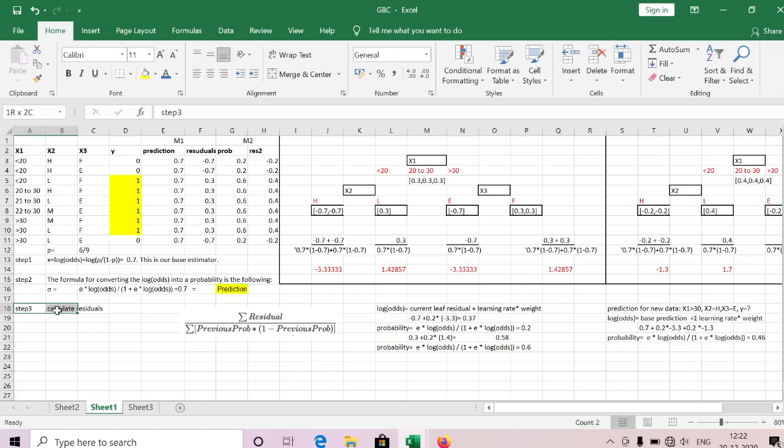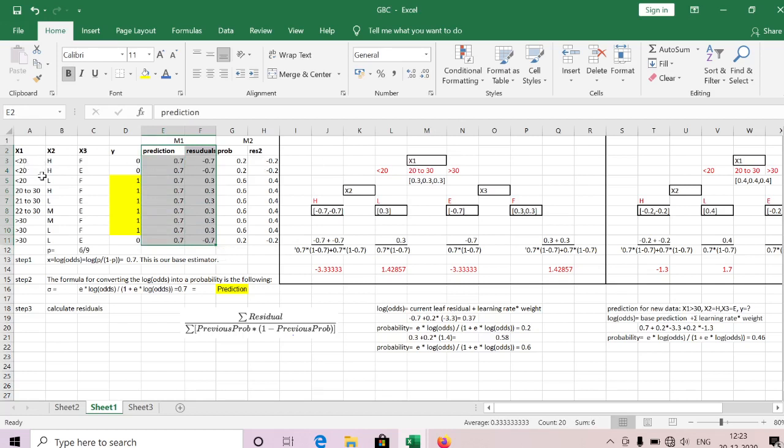Now we need to calculate the residuals. I got the prediction as 0.7 for all the records, and I need to calculate the residuals now: actual minus prediction. 0 minus 0.7 is minus 0.7, my residual. In a similar way, 0 minus 0.7 is minus 0.7. 1 minus 0.7 is 0.3. It is the same for all the records. These are my model 1 residuals. I am just representing my model 1 here.